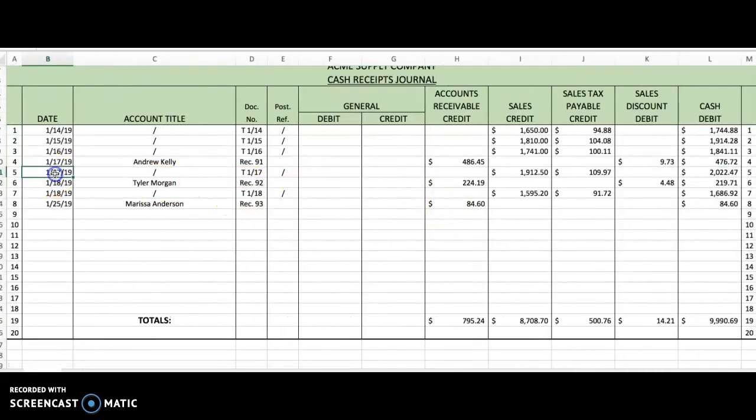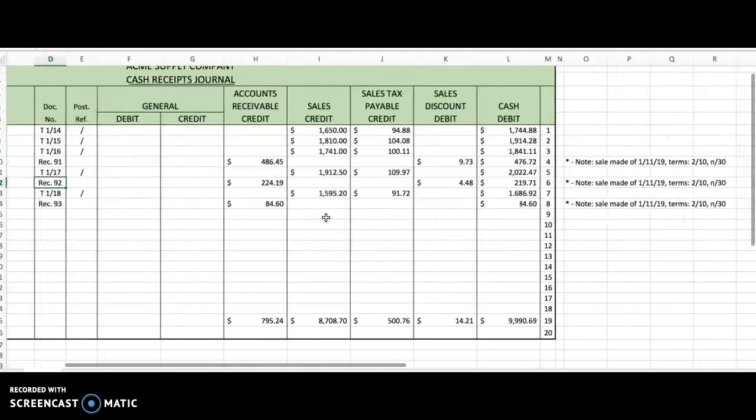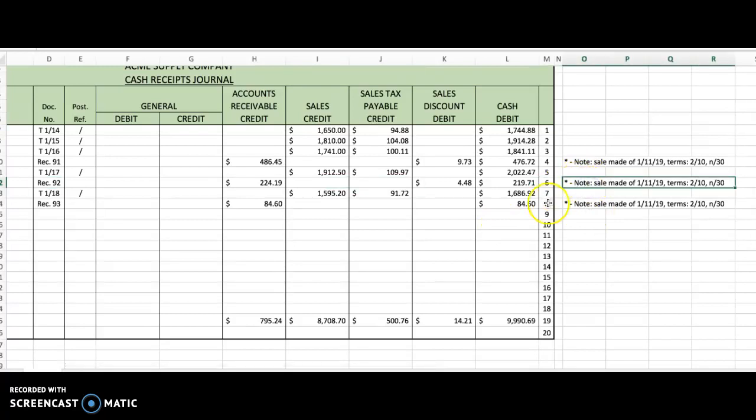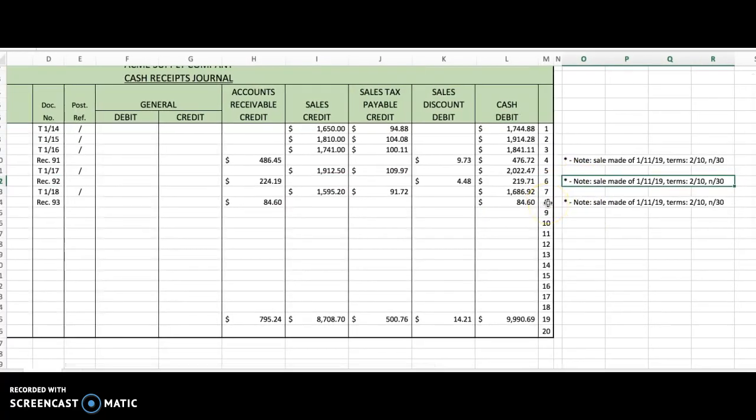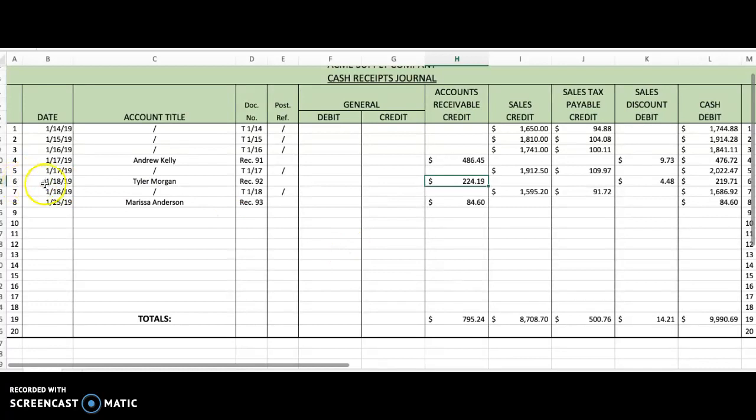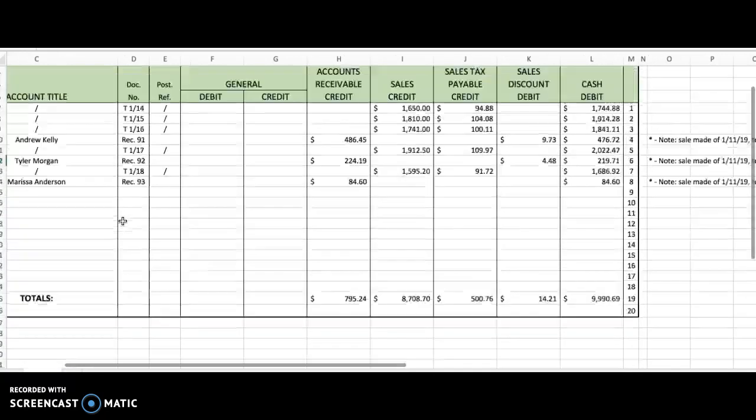Okay. Also on the 17th, we have some more cash sales. The 18th, next day, Tyler Morgan also charged something earlier, and we gave him a receipt number 92. And if we go back and look at the previous example a couple of days ago, he bought this on January 11th in the same terms. So he owed us $224.19, and if he bought it on the 11th, he paid us back on the 18th. That's within 10 days.